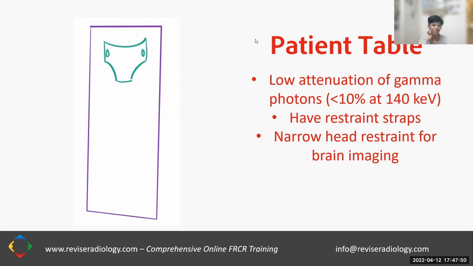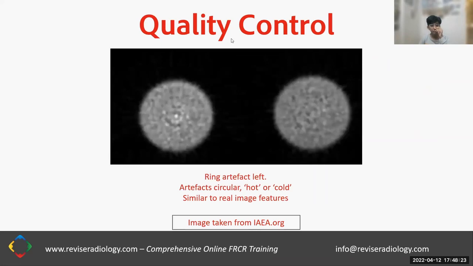The patient table should definitely not be a source of attenuation. So we're looking at an attenuation of less than 10% if the gamma photons are at 140 kiloelectron volts. And we know it's important to discuss the energy, because we know that attenuation is different at different energies. So all these things are defined with certain standard ranges. The patient table should have restraint straps to prevent patient movement, and you should also have a narrower head restraint for brain imaging.